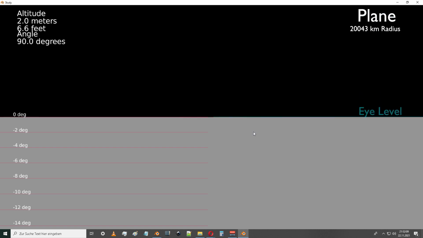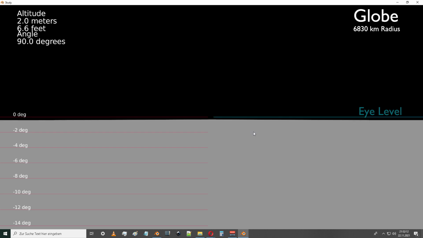Let's get back and reset the angles. So switch to the globe. You already see there is a little bit of falloff of the eye level even at 2 meters height. That's because of the curvature of the globe. The globe never rises up completely to the horizon if you're not really, really low. If your eye doesn't stick halfway in the earth, there is nearly no chance you get a complete rise to the horizon. Sadly.